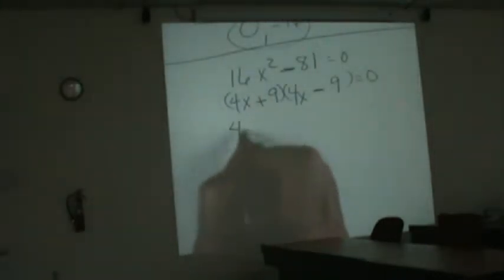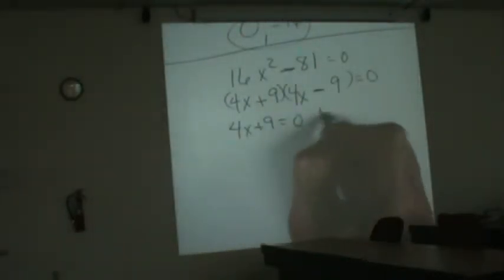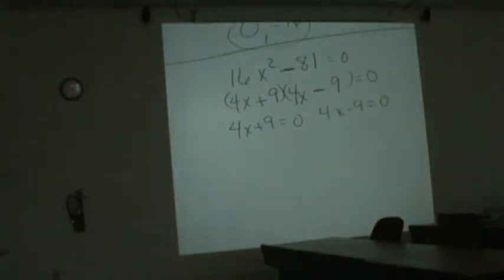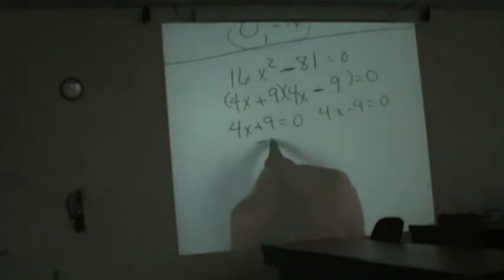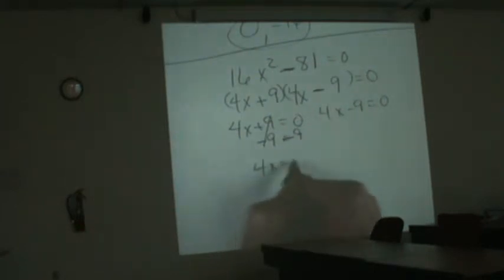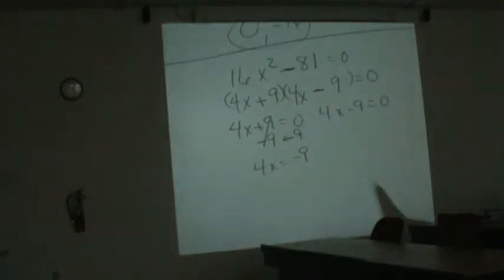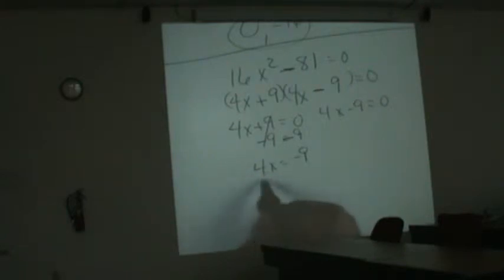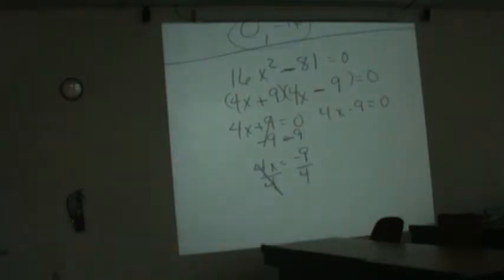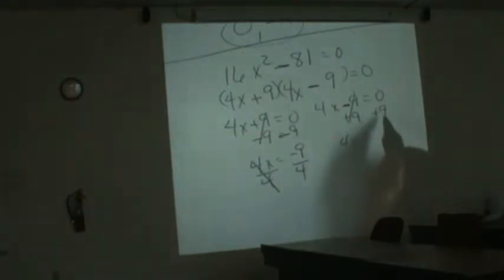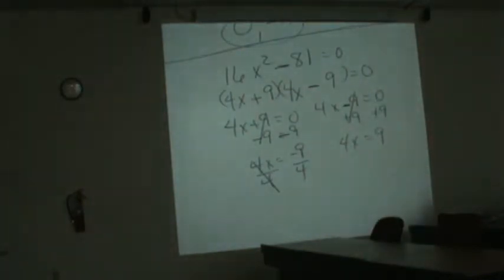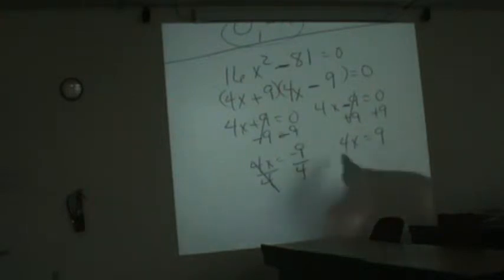So putting each one of those factors equal to 0. First thing you're going to do is the 9, plus or minus the 9. This one minus the 9. And then divide by 4, right? On the other one, instead of subtracting, you're going to add 9 to both sides. 0 plus 9 is 9. Then you're going to divide by 4.